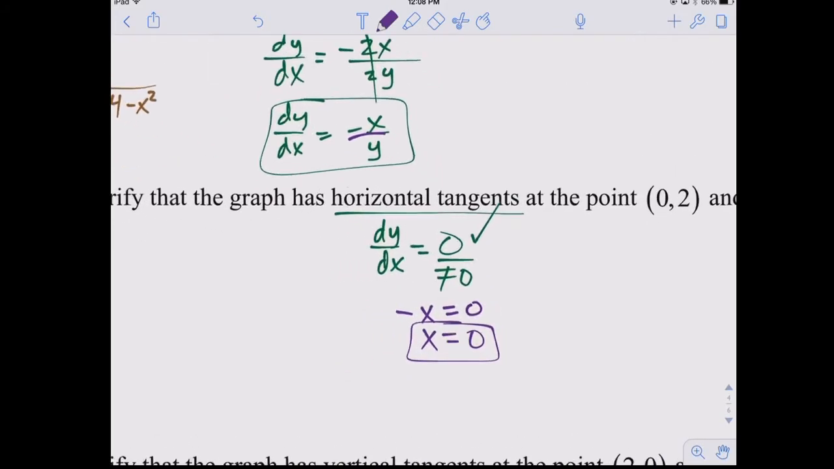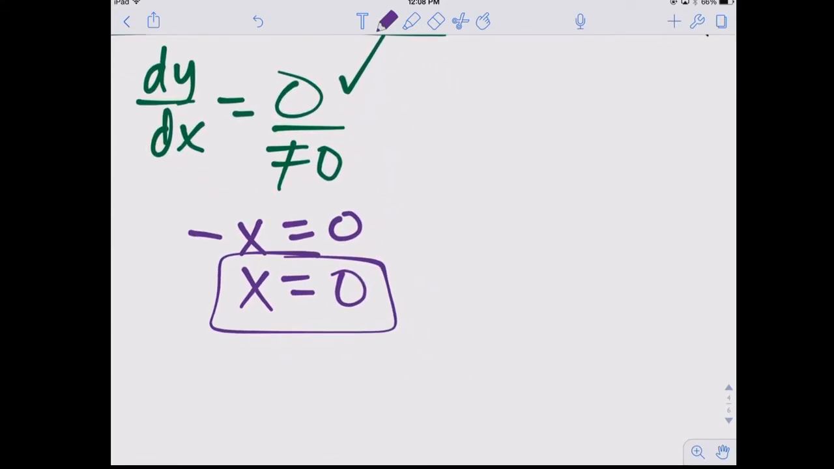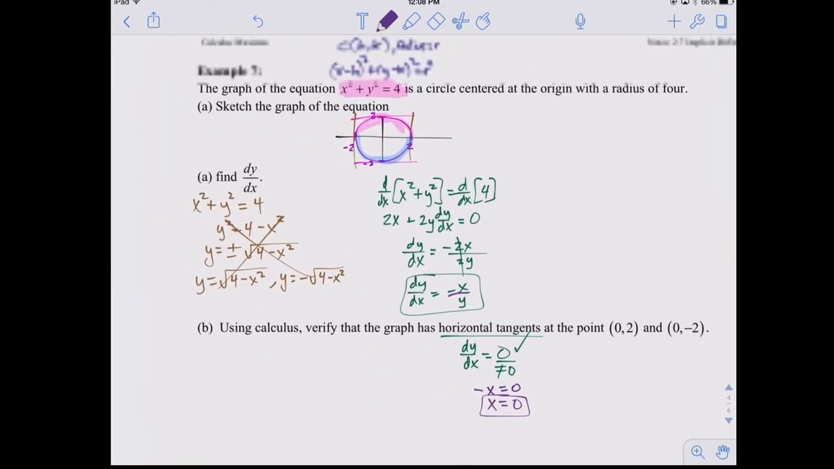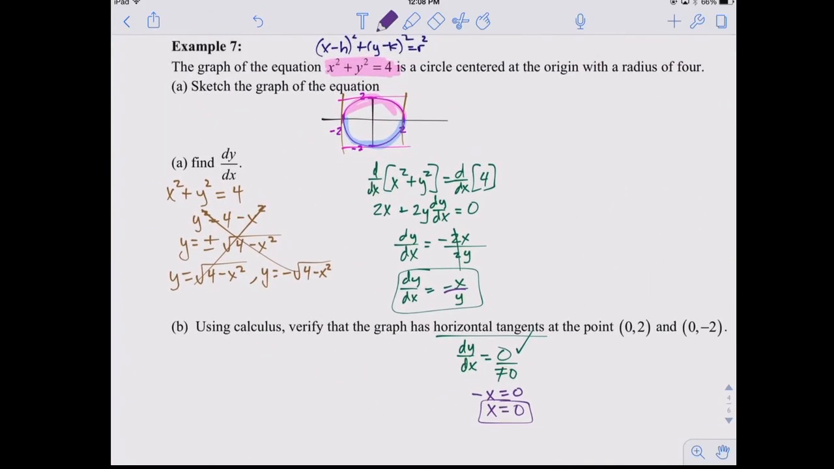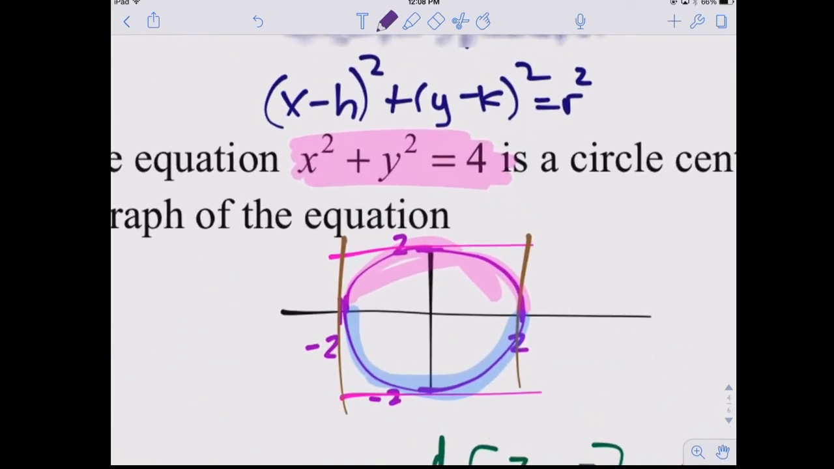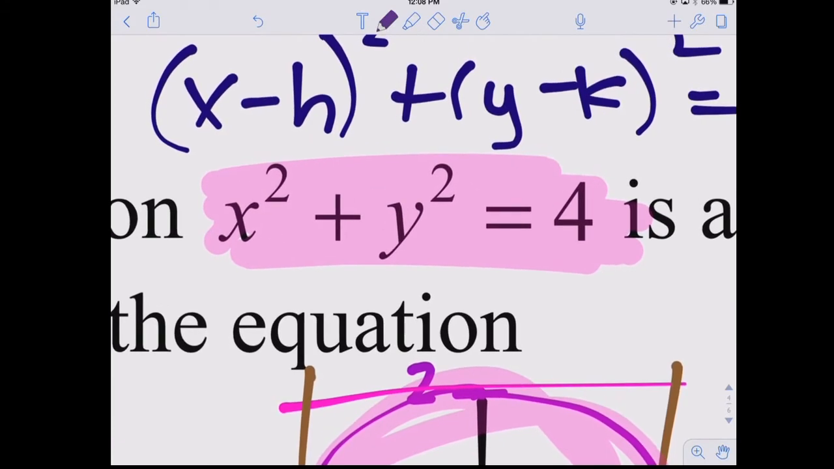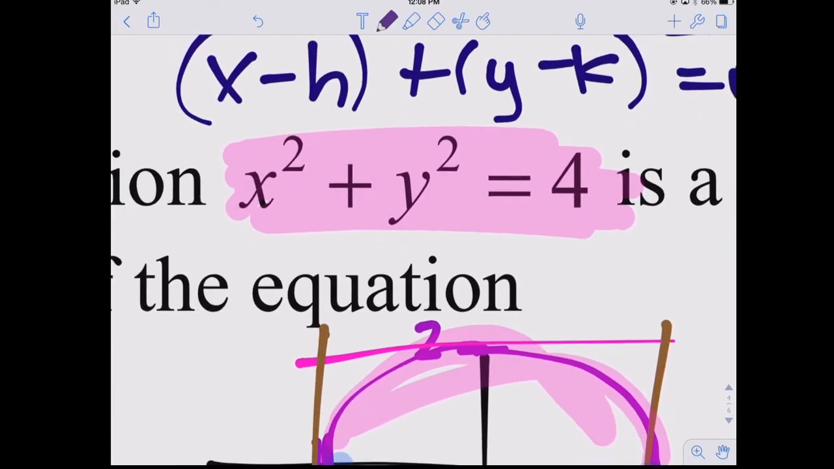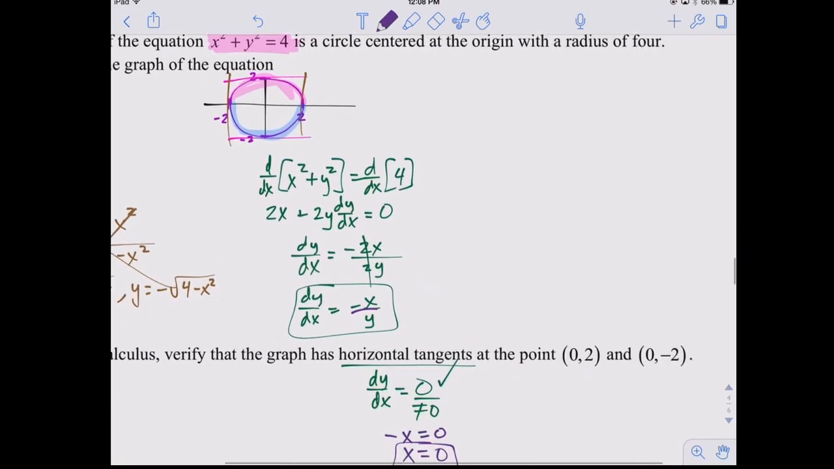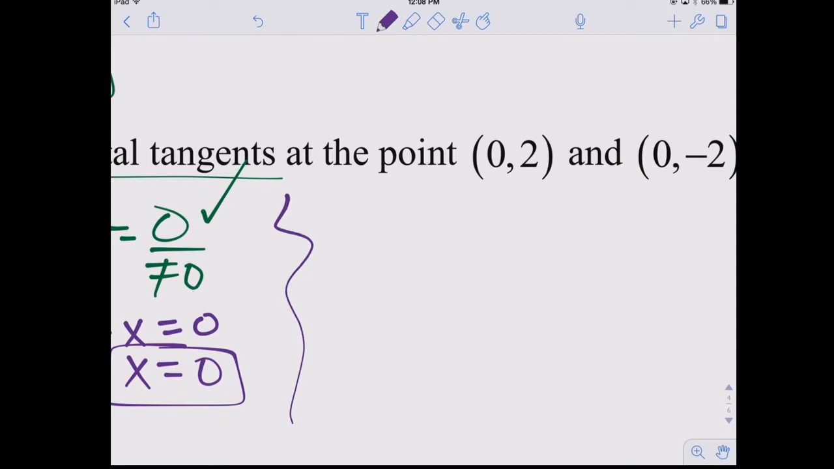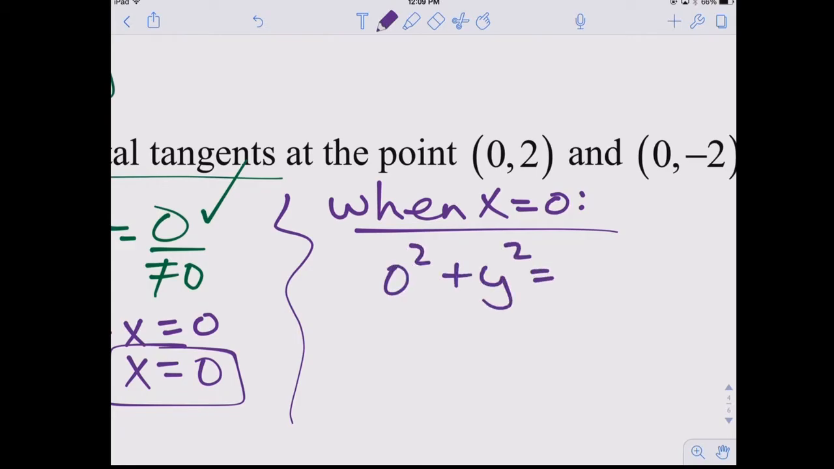Yay! Now, how do I find the accompanying y values when x is 0? What's that? Do I have an equation that relates x to y? Yeah, right there. So all we have to do now is plug our x value back into the original equation that relates x to y and find the y values that go along with it. So whenever you're doing multiple parts on one problem, it's good to kind of put like stage notes, like narrate your way through there. So I'm going to say when x equals nada. And we'll plug it in. 0 squared plus y squared equals 4.